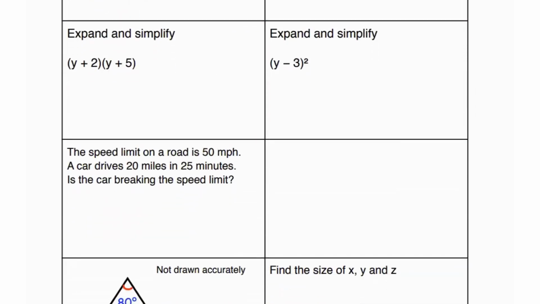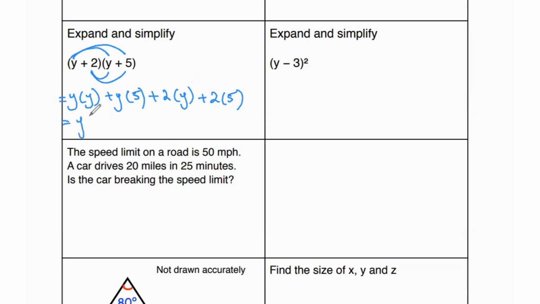Question 2 is expand and simplify. So what we're going to do is multiply y with both the terms in the second bracket, and then 2 again with both the terms in the second bracket. So that's y times y plus y times 5 plus 2 times y plus 2 times 5. That's going to be y squared plus 5y plus 2y plus 10, which equals y squared plus 7y plus 10.